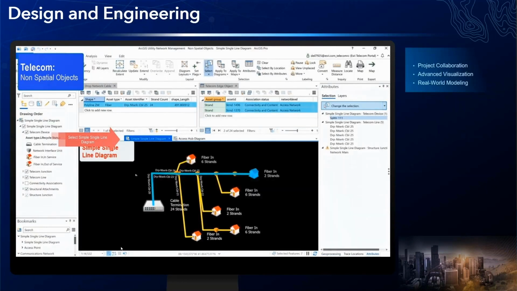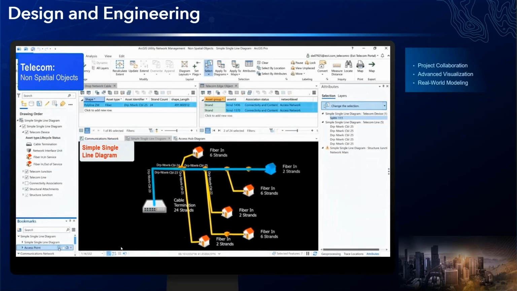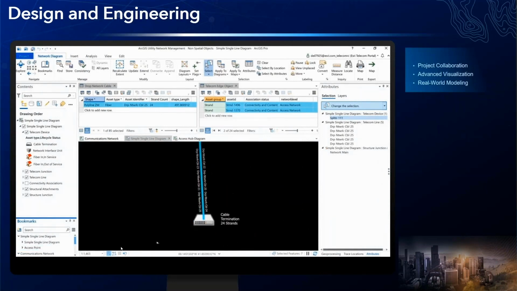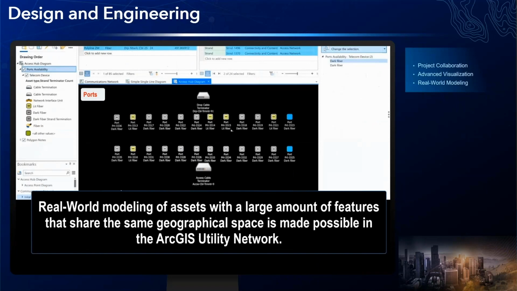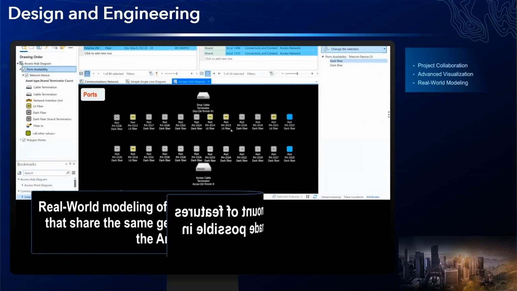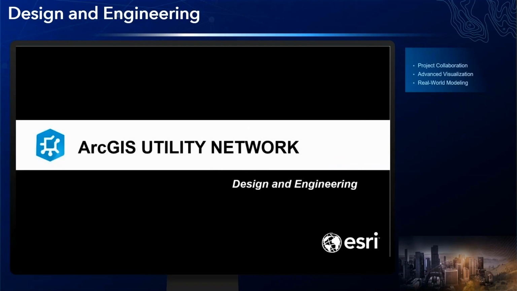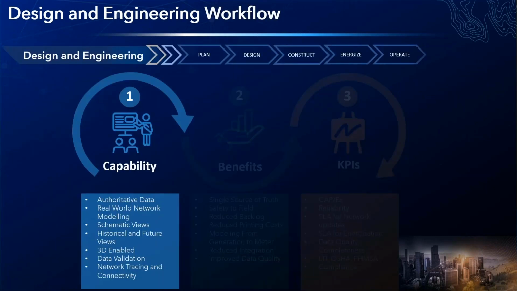Notice that we can trace a fiber from the home all the way to the correct port. In addition, the system can create a schematic representation of that trace. So real-world modeling of assets with a large amount of features that share the same geographical space is made possible in the utility network.